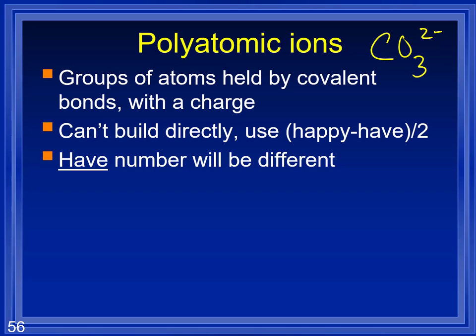CO3 2 minus has a negative charge of 2. How do you get a 2 negative charge? You add 2 electrons, right? So if it's negative, I have to add extra electrons. So the fact they told me it was 2 negative means I would do all this math for have, and then I'd have to add plus 2 because it's got a charge. It's got 2 extra electrons.